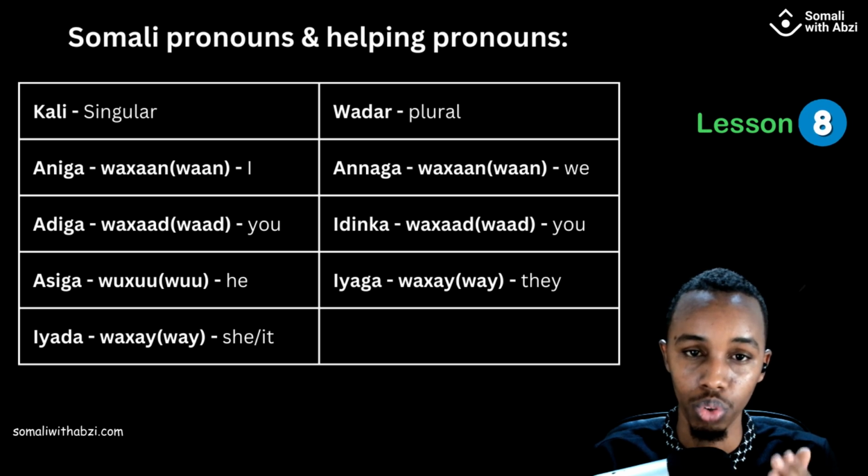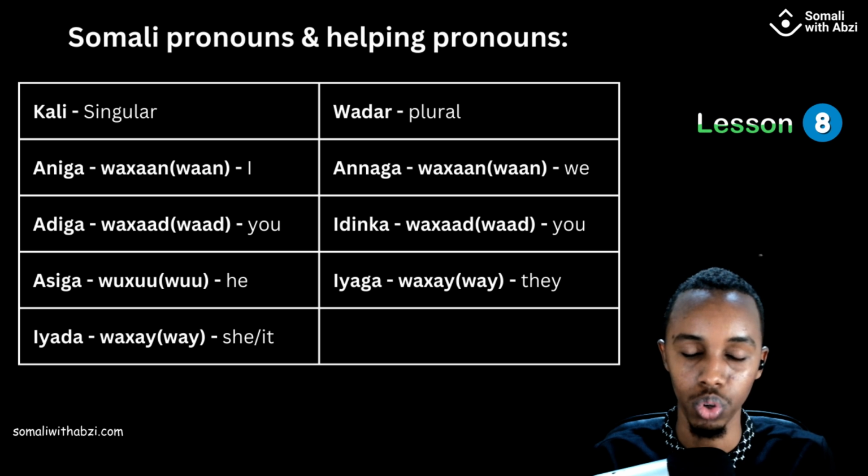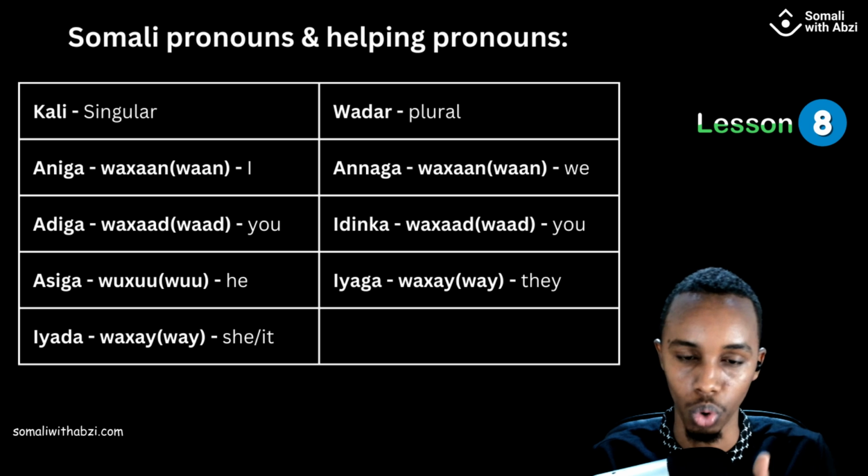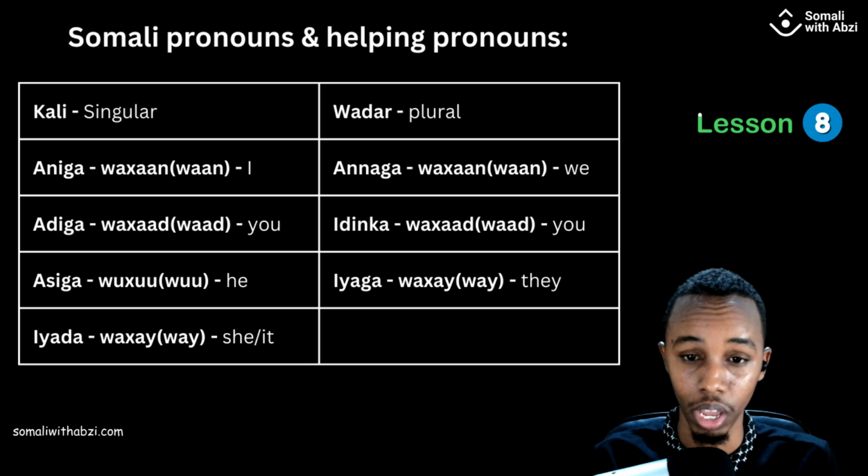So as object, we use aniga, adiga, asiga, iyada, all of the Somali pronouns. And then when you're going to use in a sentence, you have to use the helping pronouns. So if you don't know that, you will struggle in Somali language. So you have to learn the helping pronouns in 2 ways. Waxaan, waan, waxaad, waad. Yeah, that's the main important. So now let's read together.